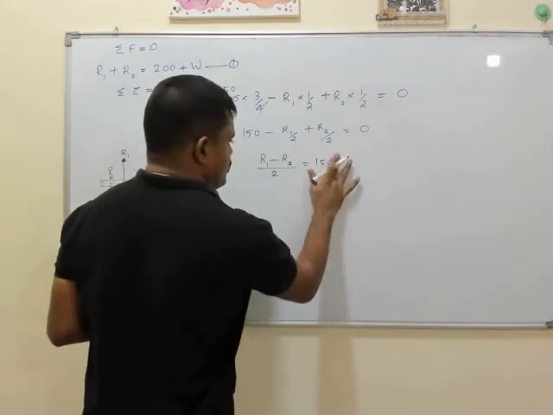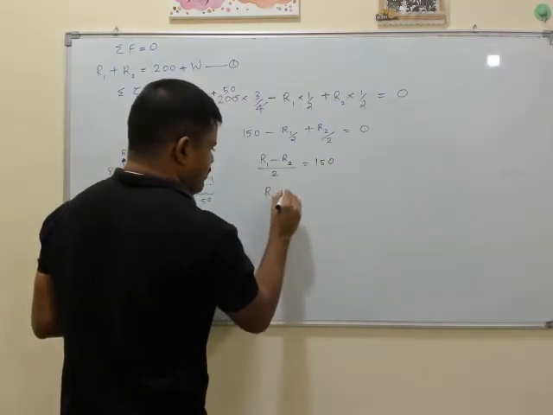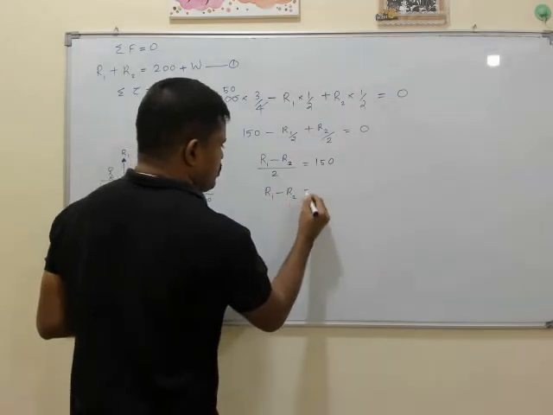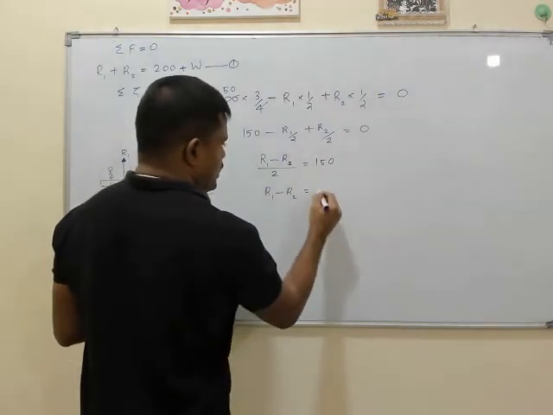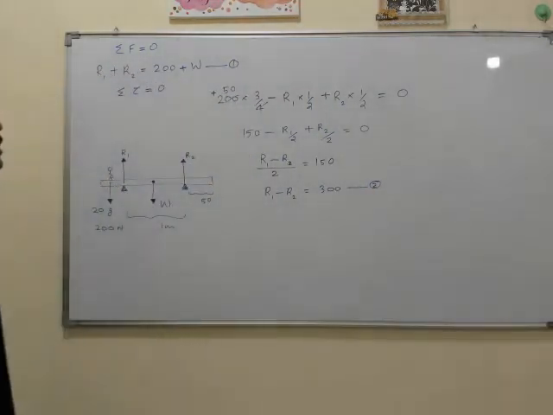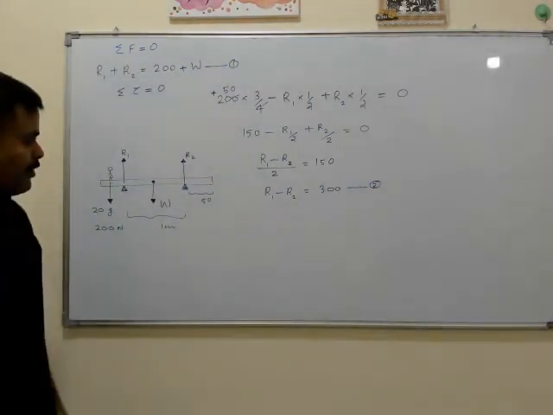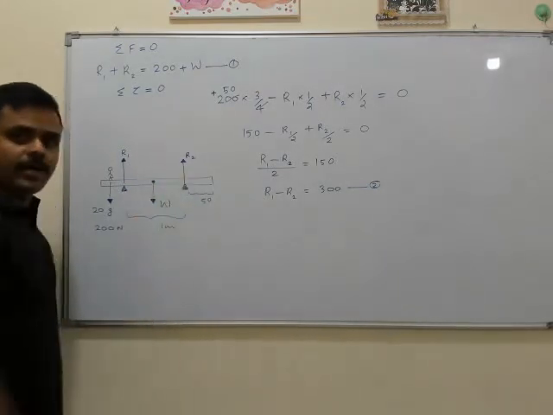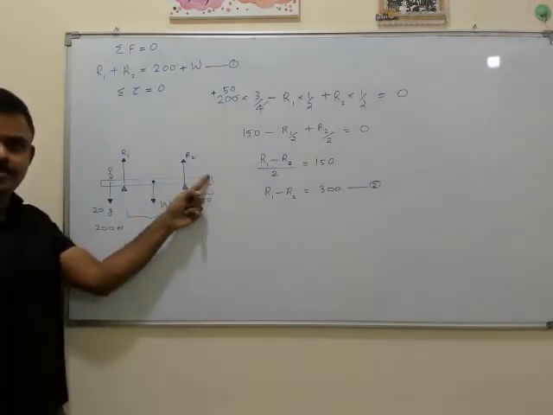So, what do we have now? Let us cross multiply. R1 minus R2 should be equal to 2 into 150, 300. That is my equation number 2. So, I got 2 equations now. Now, before doing that, let us put the critical condition now. She starts walking from this point.